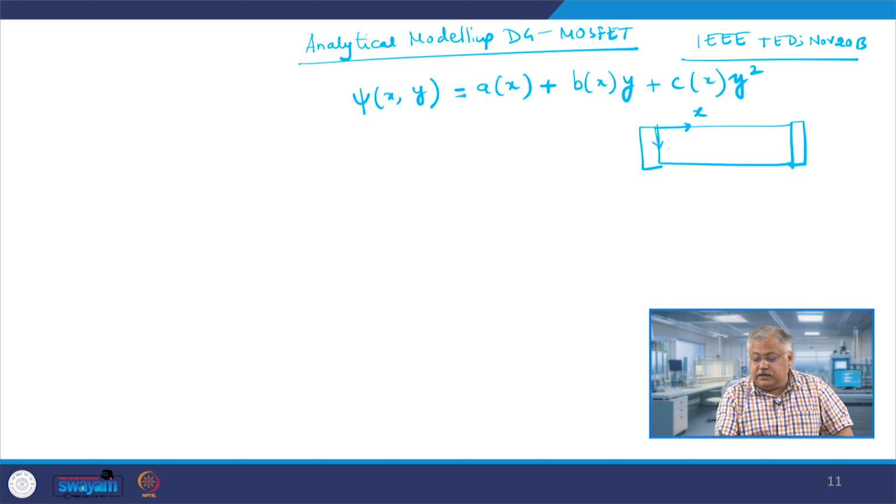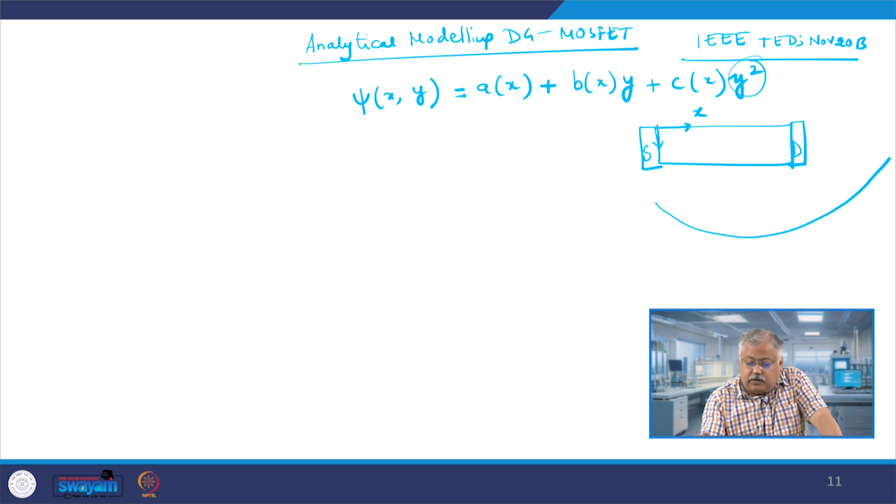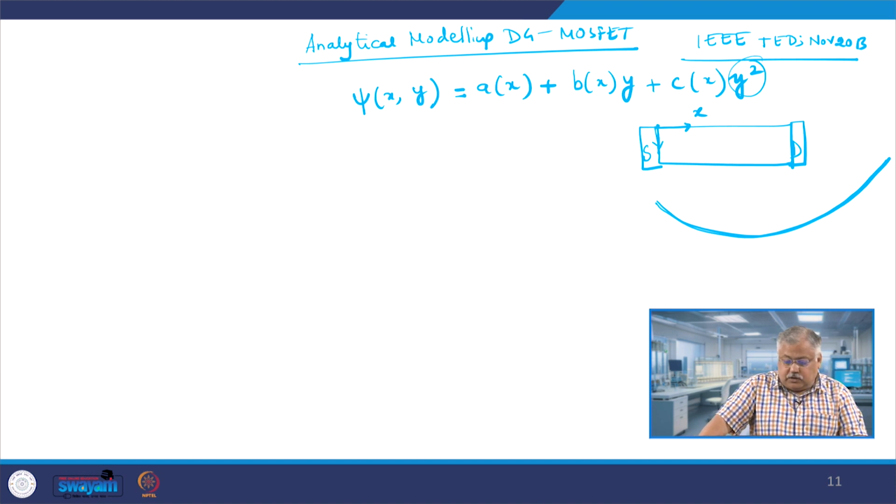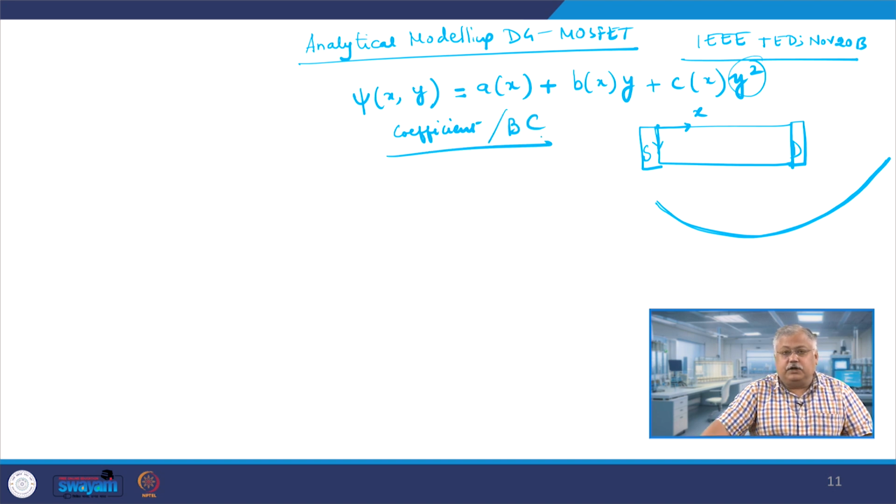So, what we are assuming is that as the potential moves from the source to the drain end, it is parabolic in nature. As you can see, it is y square, sorry, I am sorry, it is x square dependent. As you move from the top gate towards the bottom gate, you have this y square dependency, and that gives me the value of the surface potential. So, a(x), b(x), c(x) are coefficients which can be determined by the boundary conditions.